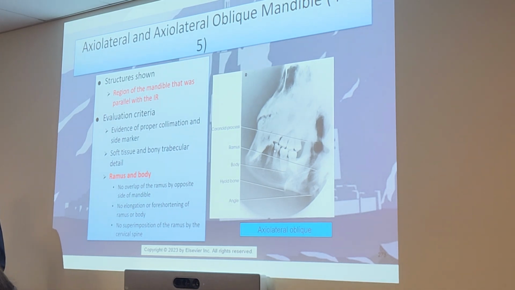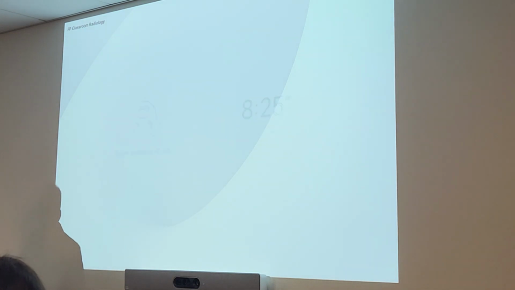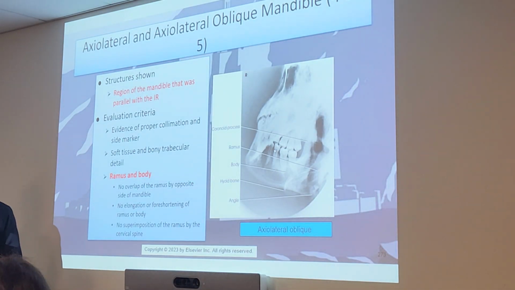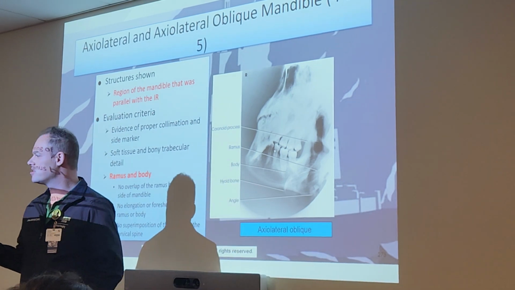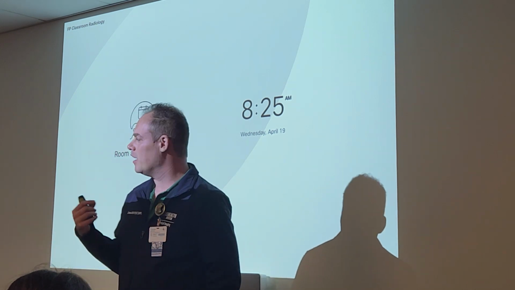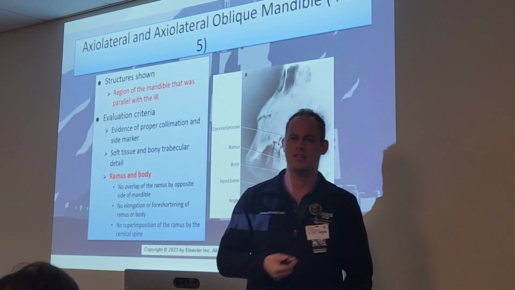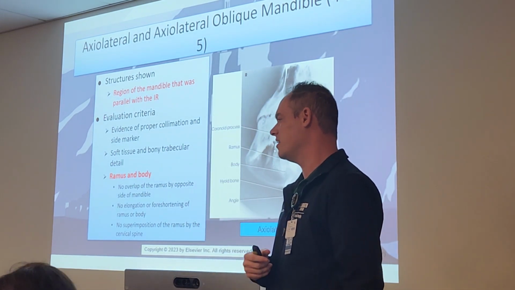Evaluation criteria. When it comes to ramus and body, of course, no overlap with the ramus on the opposite side of the mandible. You also want that to be elongated. Well, let me take that back. It says no elongation or foreshortening of the ramus or body. No, it is slightly distorted. I kind of screwed that statement. And no superimposition of the ramus by the C-spine. So really, evaluation criteria is what am I focused on? If it's just a survey, it's all the mandible. Ramus, I want to see the ramus without superimposition. Body, I want the body without superimposition. Symphysis, I want the symphysis without superimposition. It's all based on what part I'm looking at.